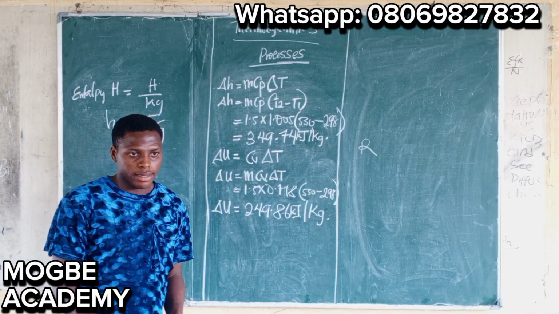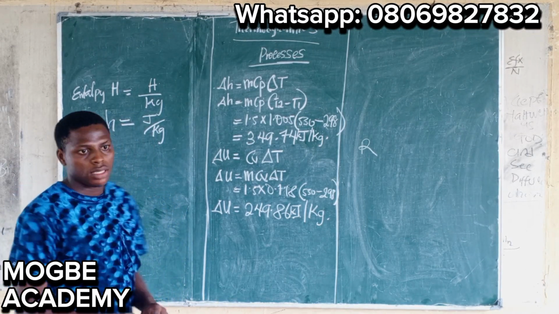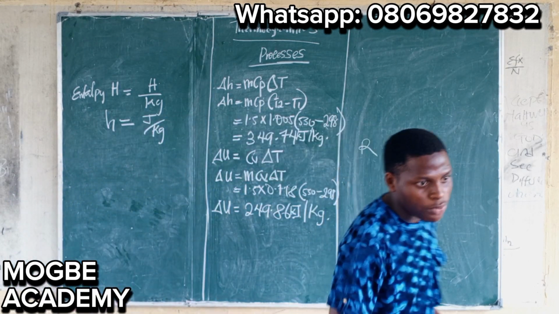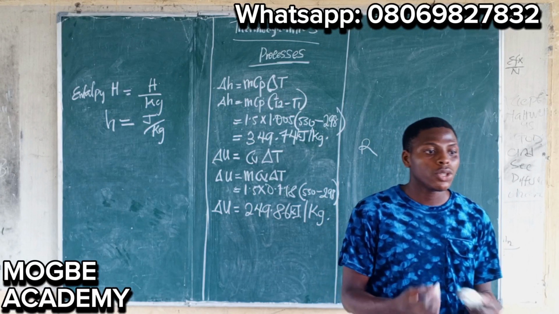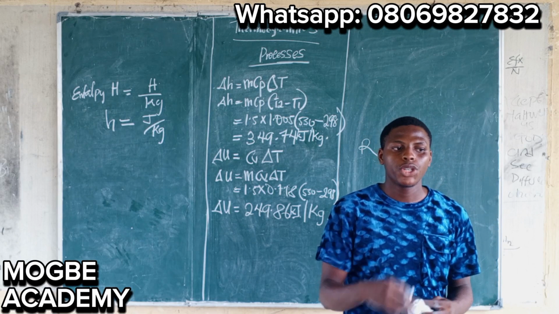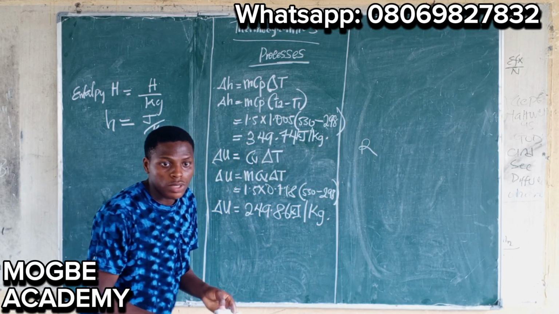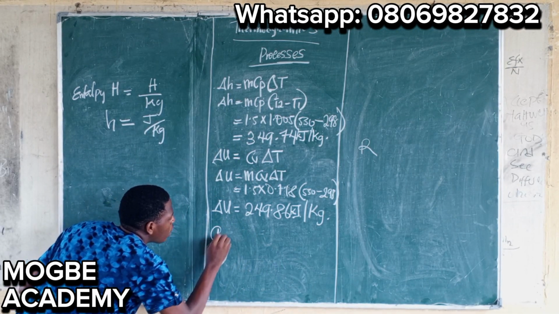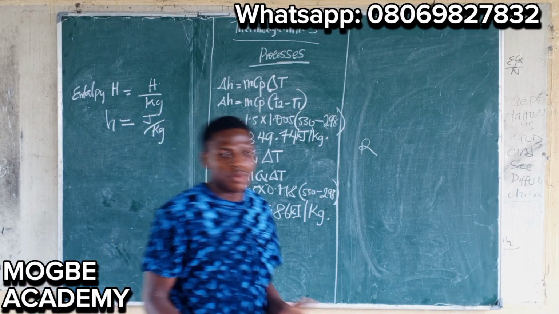Now what's the next thing? Heat interaction. I gave you the formula for heat interaction in that table. I told you heat interaction is zero. And what's the symbol? Q1-2. Why is the 1-2 there? State 1 to state 2. So we know that our Q1-2 is equal to 0.